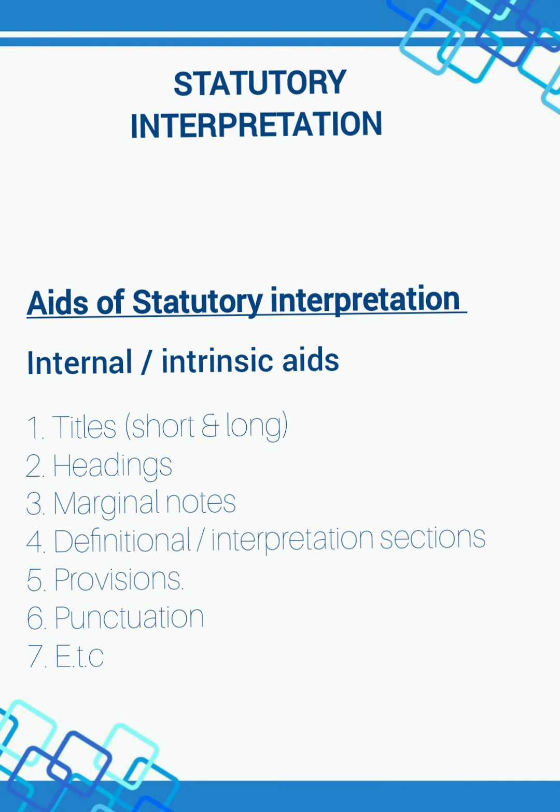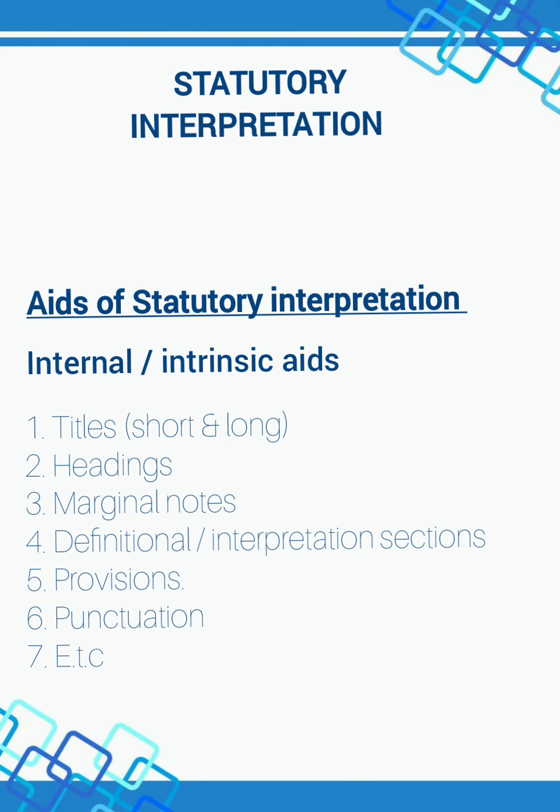right? Under the title, we have two types. We have the long title and short title. So the long title of a statute is an internal part of the statute and is admissible as an aid of construction. A statute is headed by a long title and it gives the description about the object of the statute. It begins with the words "an act to."